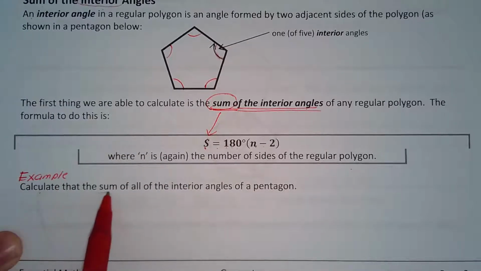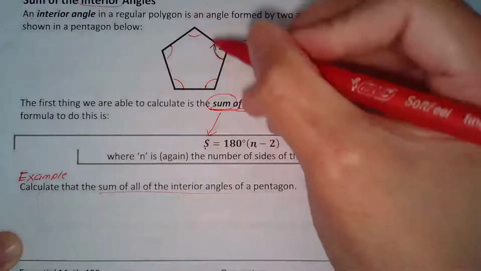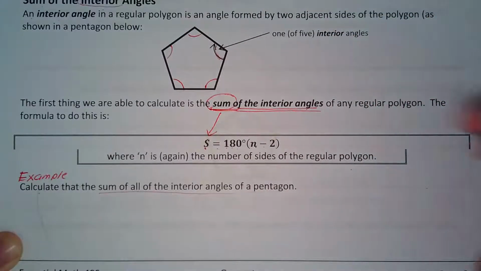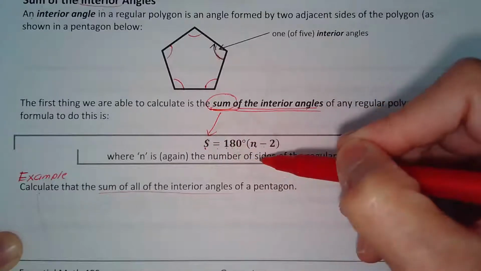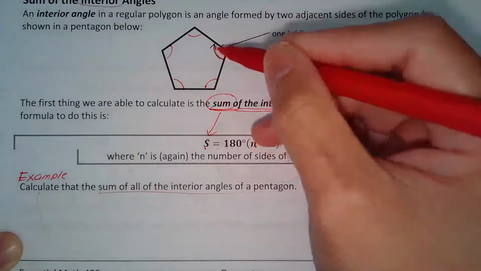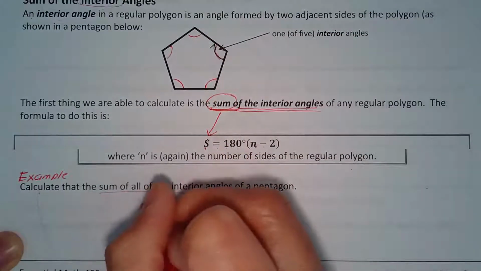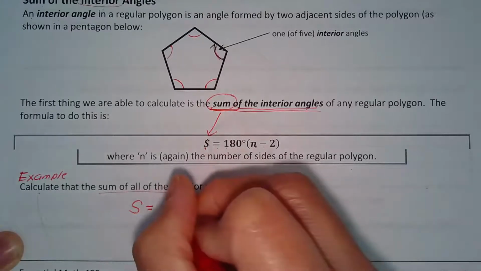Calculate the sum of all interior angles of a polygon. So that means we're not just going to find just one interior angle. With this formula, we're going to find all of the interior angles combined. So all of these interior angles combined, that's a sum. So S is equal to 180.